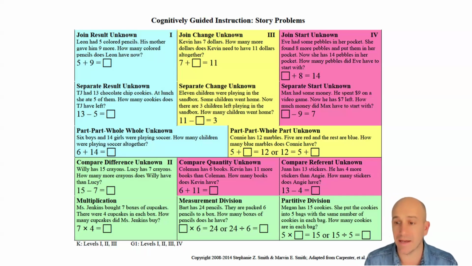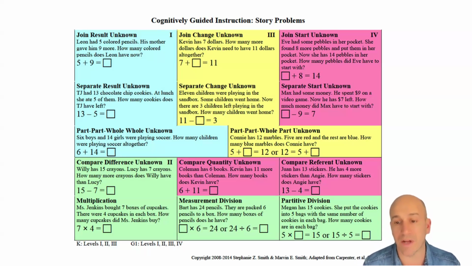Today I wanted to take a slightly different approach. Instead of doing the math, I wanted to introduce you to a resource that I think is critical if you want to teach cognitively guided instruction, or CGI, particularly when you're thinking about teaching number stories. This document that I'm going to share with you today is largely based on the book Children's Mathematics, Cognitively Guided Instruction by Carpenter et al.